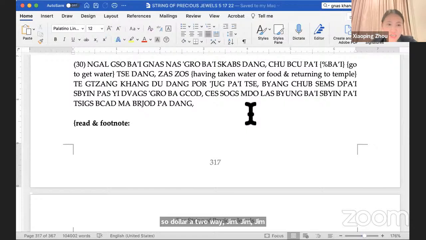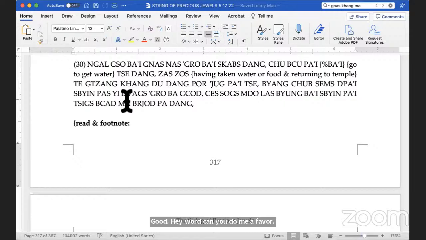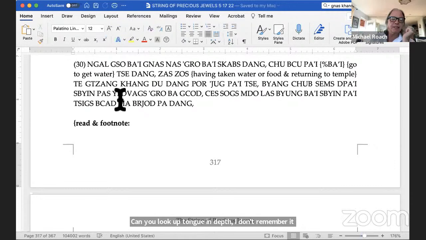Good. Hey, Word, can you do me a favor? Sure. Can you look up Tsang Kang in Das? I don't remember exactly. It's clean house, but I don't know if it means bathroom or it just means a temple. I don't know. Okay.